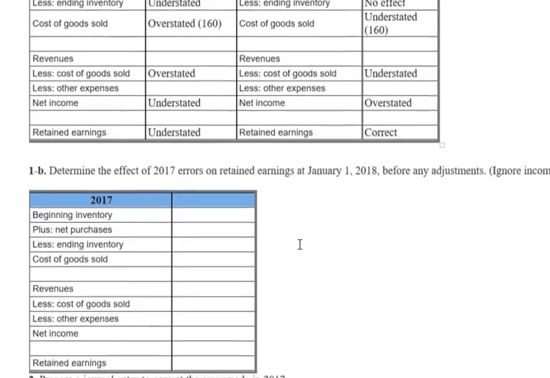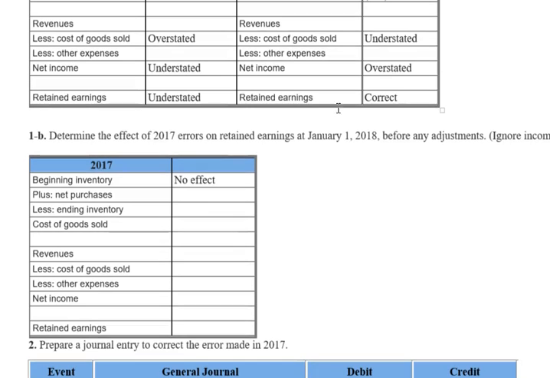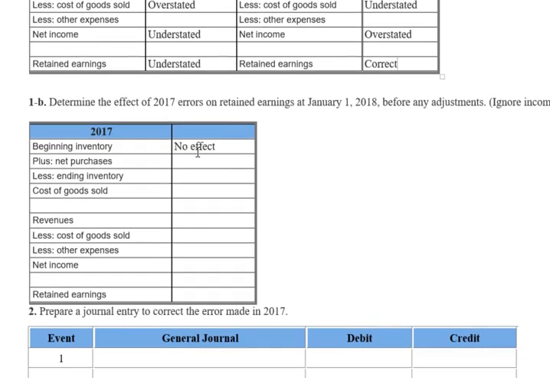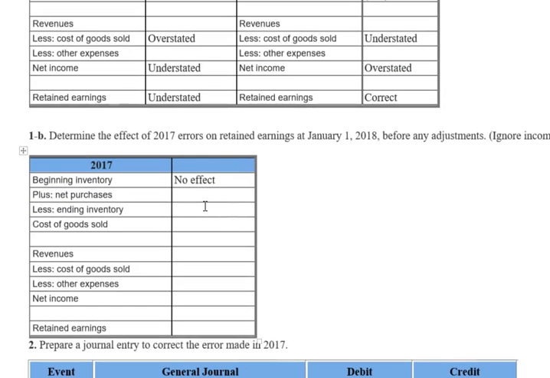How would we find the 2017 error? Well, in this case, beginning inventory had no effect. Remember, it's corrected itself as of 2017. So it's no effect. Now, our ending inventory in 2017 is overstated by 230. So it appears we made another mistake. So we are overstated by 230.